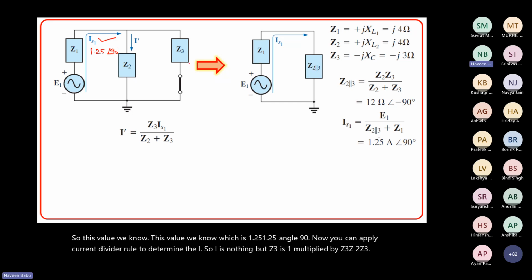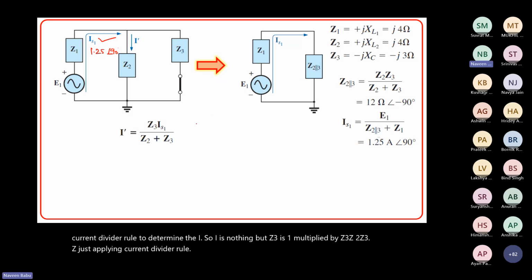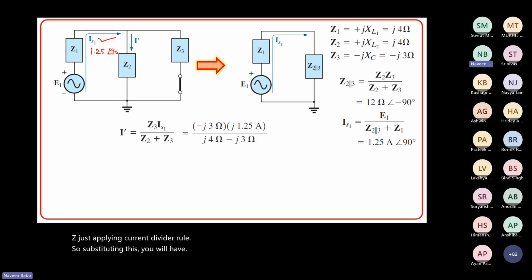Just applying current divider rule. So substituting this, we will have minus J3. Just substituting these values, you will get 3.75 angle minus 90. Okay, now this is I dashed.